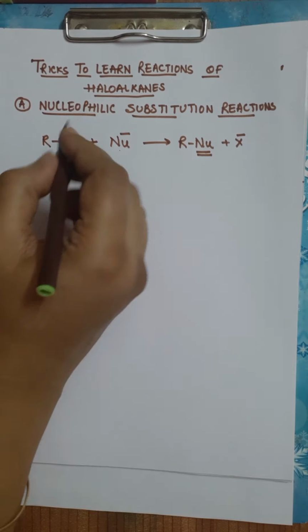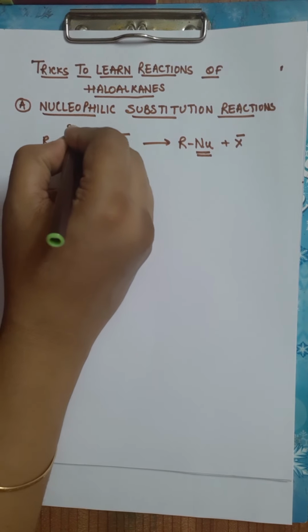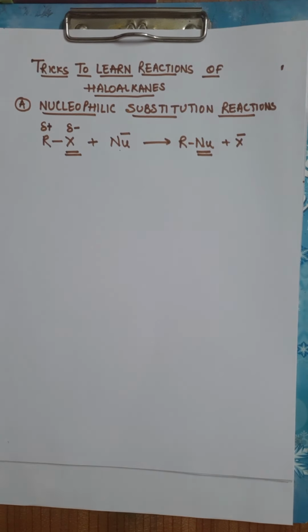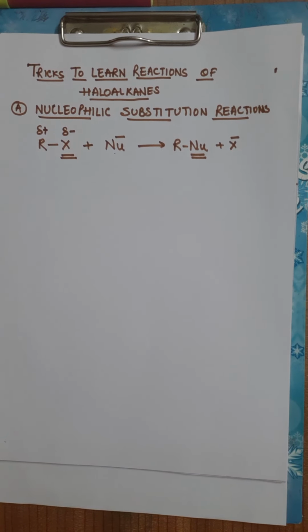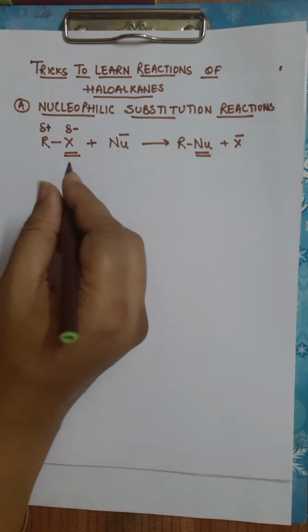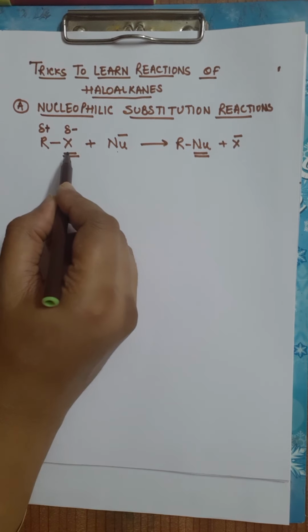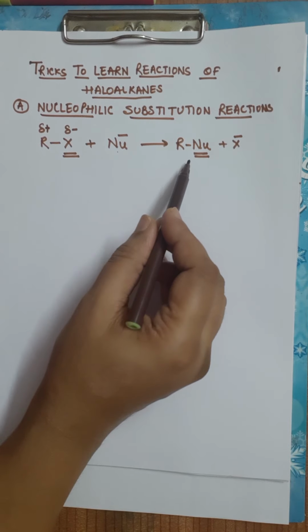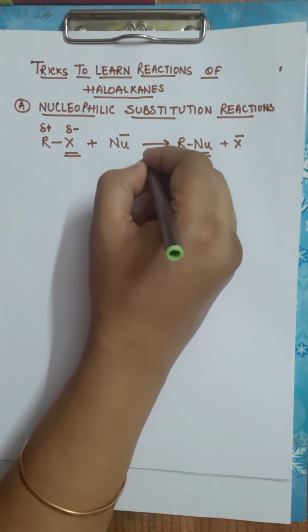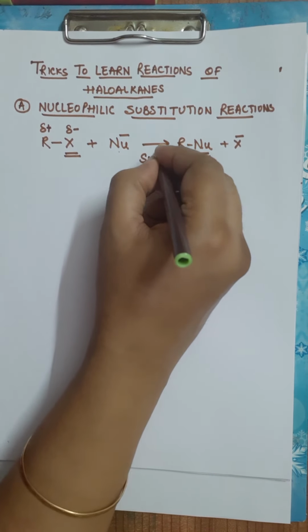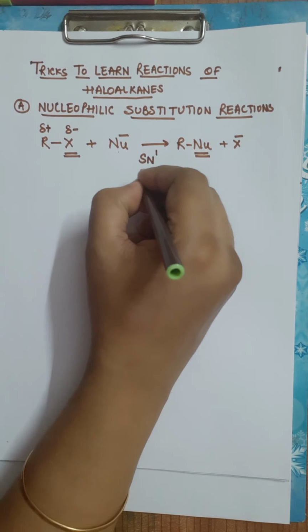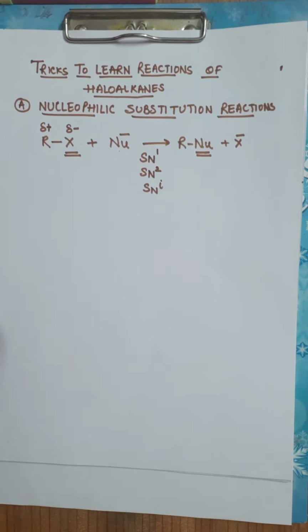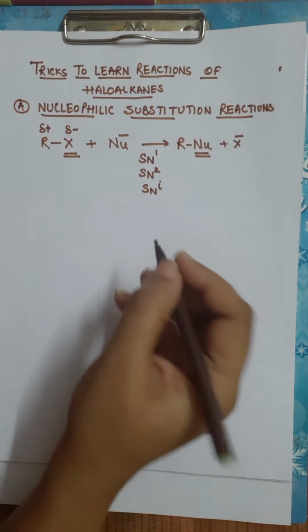Now why are you calling halogen a nucleophile here? Because halogens are electronegative, they bear a delta negative charge here and the alkyl part bears a delta positive charge. So this halogen group is behaving as a nucleophile. So one nucleophile replacing another nucleophile, that is called nucleophilic substitution reaction. There are three types of nucleophilic substitution reactions: SN1, SN2 and SNi. I will be explaining the mechanisms separately.